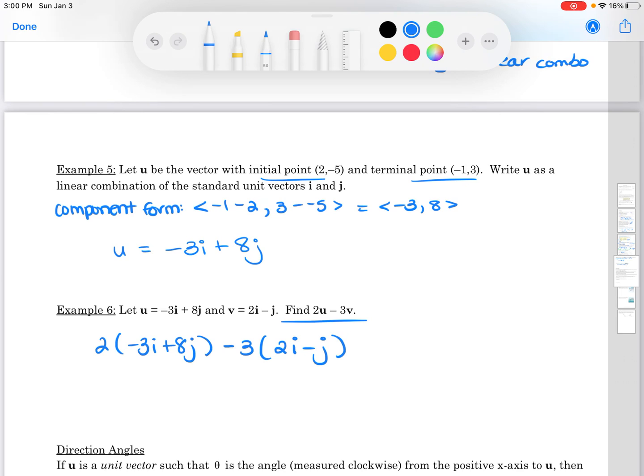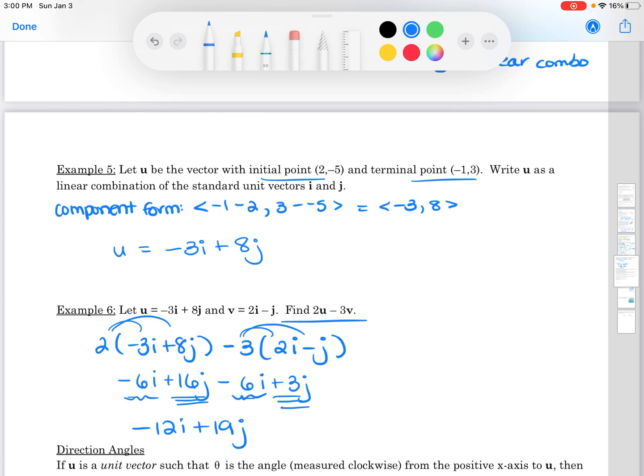And this is just like algebra 1, right? We're going to get negative 6i plus 16j minus 6i. Just don't forget you're distributing a negative now. Plus 3j. And then we're going to combine our like terms. So our horizontal, these guys go together. So that's negative 12i. Right? And then we have 16 plus 3. That's 19j. Okay.